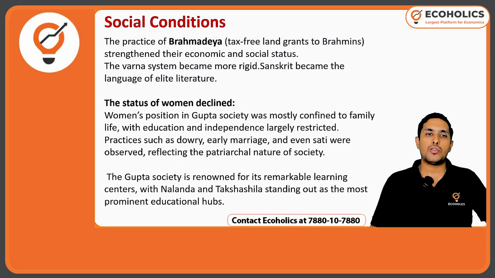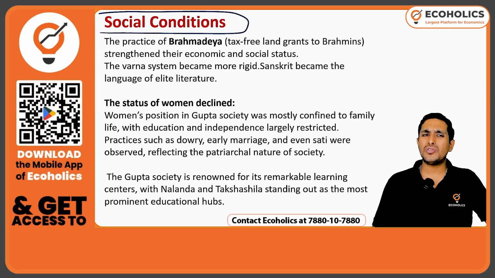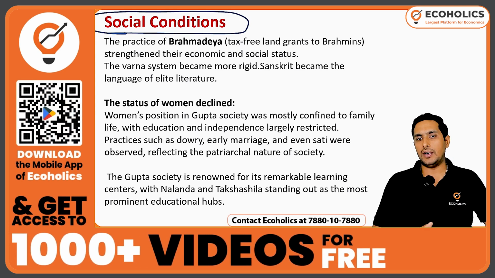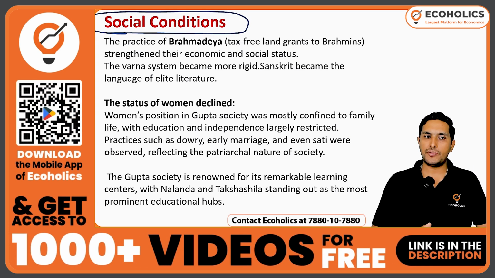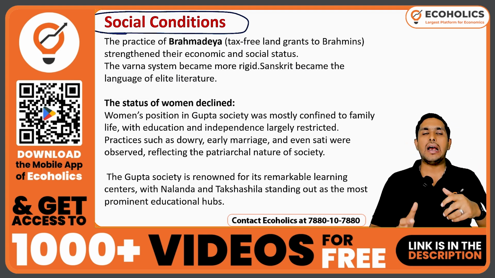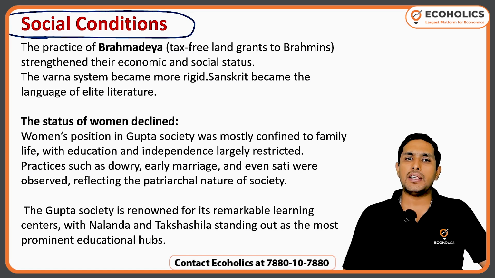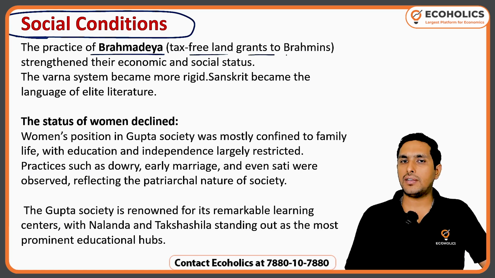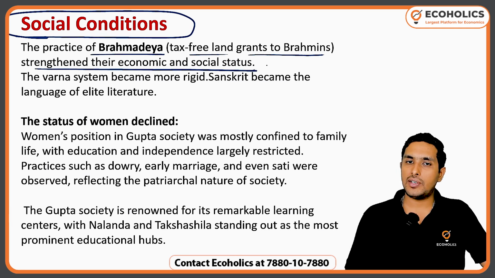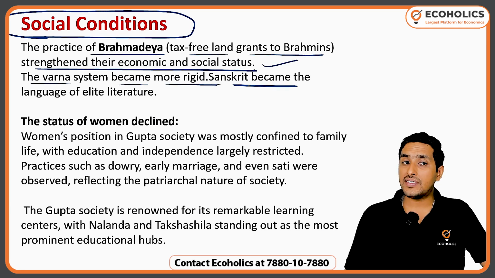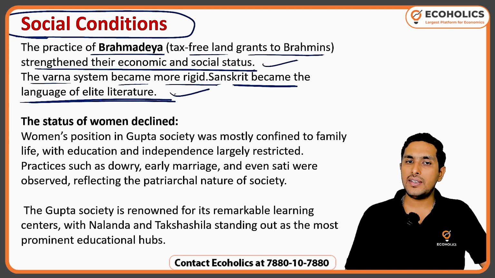Moving ahead. Firstly, we focus on the social condition. In the social condition, what all things? Learning was there, education was there, what was the status of women, how was the caste system? All these kinds of things you have to focus on. For example, the practice of Brahmadaya, tax-free land grants to Brahmins, was there. It strengthened their economic and social status. That is one thing. The Varna system became rigid. That is another thing. Even Sanskrit became the language of elite literature, and Sanskrit was very much prominent.